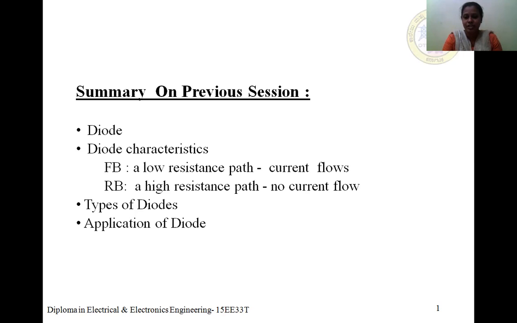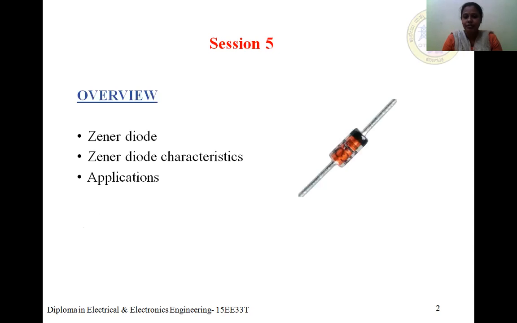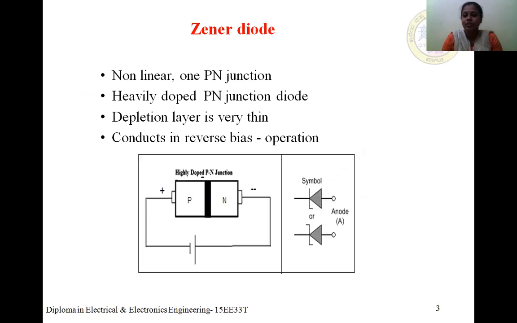Next, coming to session 5. In session 5, we are going to study about Zener diode characteristics and application of Zener diode. Let me see the definition of Zener diode first. So a Zener diode is a non-linear device, and it has only one PN junction, and it is heavily doped when compared to a PN junction diode.